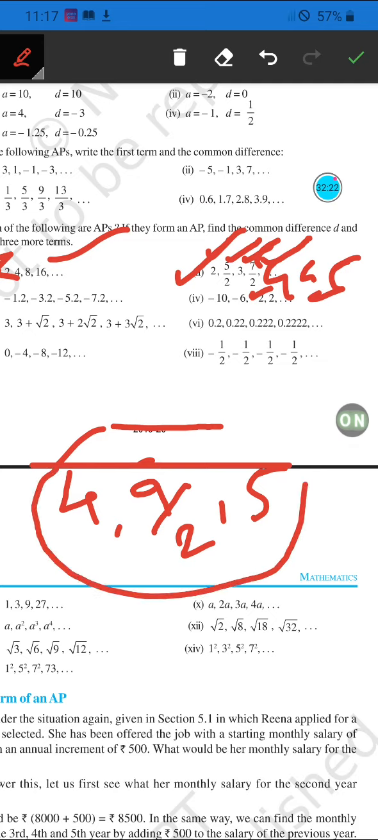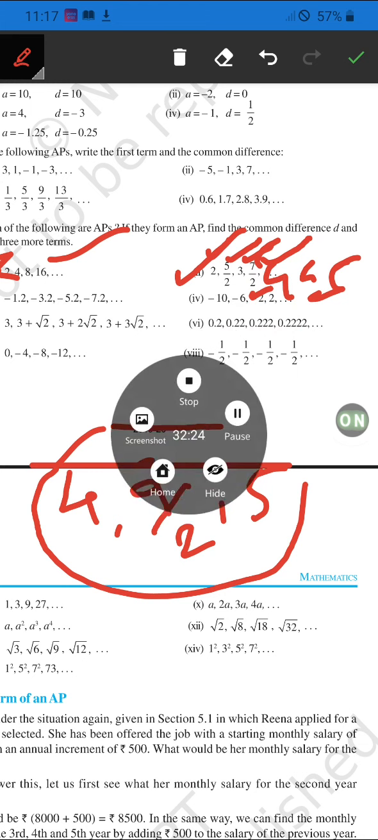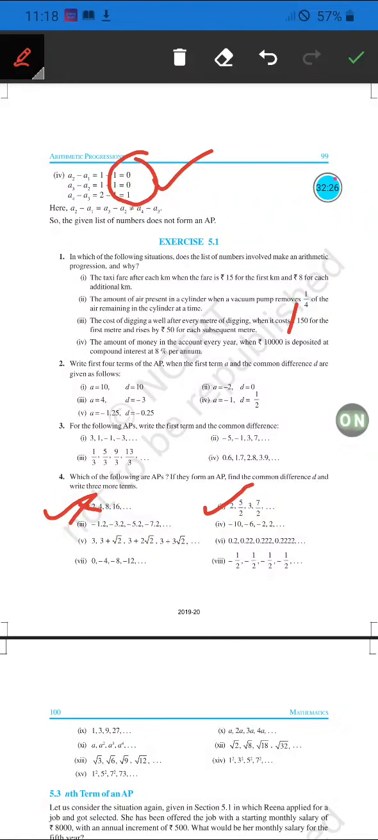Next, third question: minus 1 by 2, minus 3 by 2, minus 5 by 2, minus 7 by 2. Observe the difference here. The difference is always 2. So in the third question the difference is equal to 2, so it is in AP. If it is in AP, we can easily guess the next 3 terms. What are the next 3 terms here?